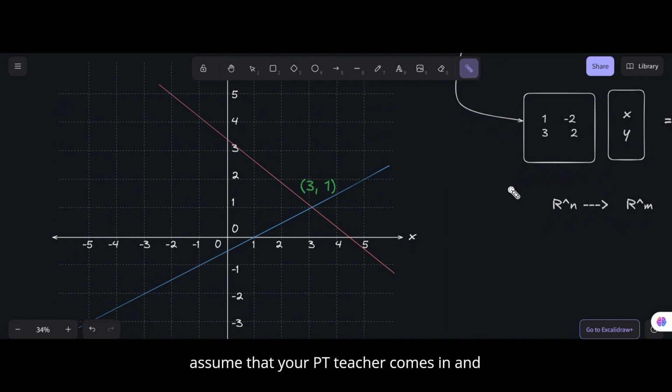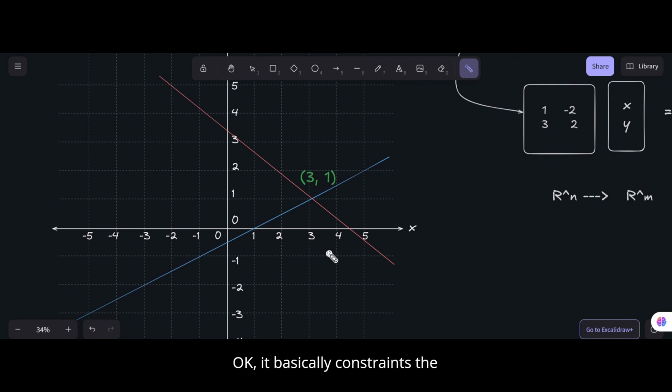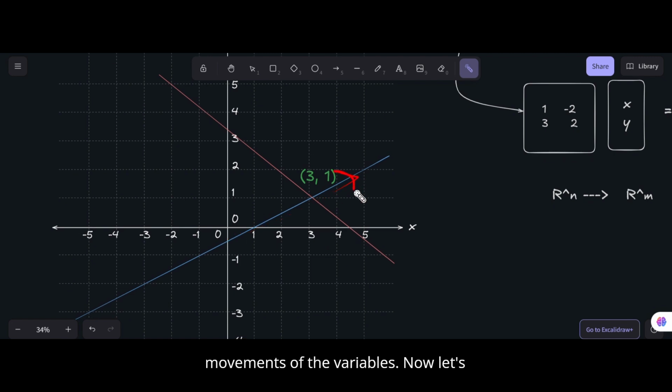Now let's assume that your PT teacher comes in and instructs you to walk around this path only. Now you are being instructed to walk around this path only. So basically they are putting a constraint on you. Now you cannot move here or here, and you can walk around this path only. So it's basically putting a constraint. That's exactly what an equation does to a system. It basically constrains the movements of the variables.